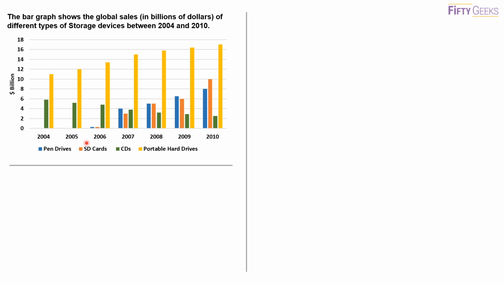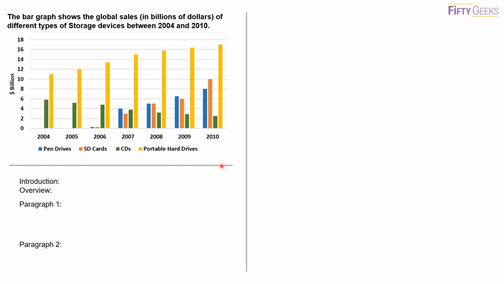On the x-axis, we have number of years, and on the y-axis, we have the dollar value of sales. And the bars represent the 4 different types of storage devices. To answer this type of question, we will make a quick draft. Here we will write an introduction, an overview, body paragraph 1 and body paragraph 2. In the introduction, we will only paraphrase the question. For an overview, we will describe the most noticeable feature of the chart. We don't need to draft it here to save our time.